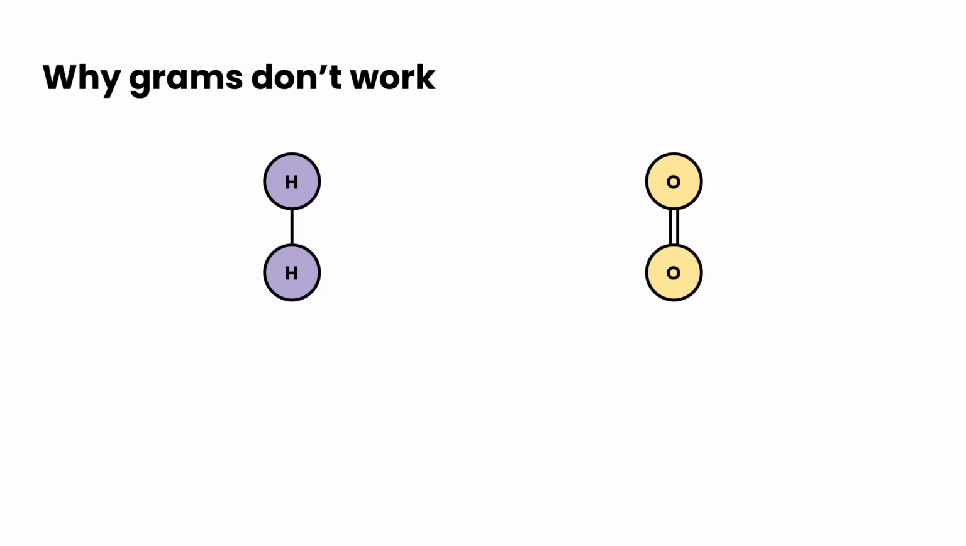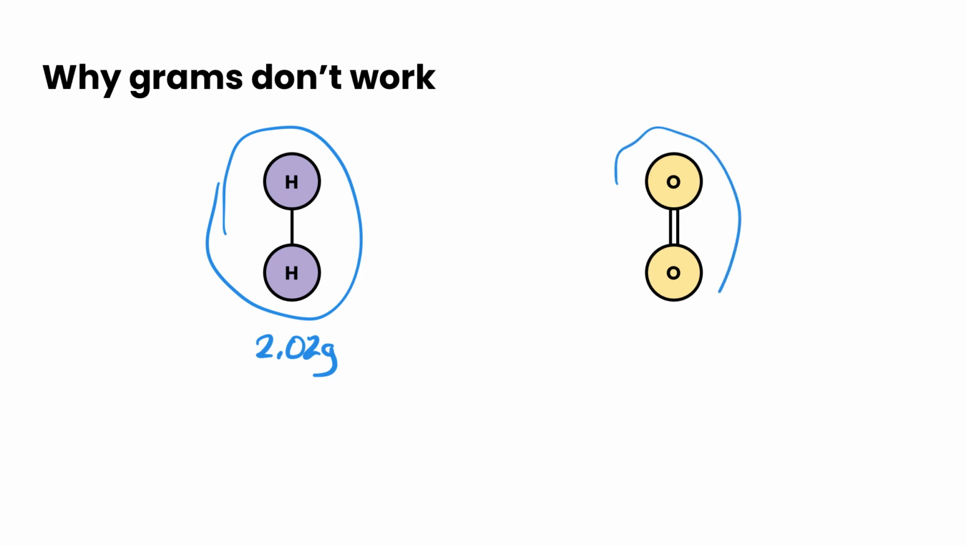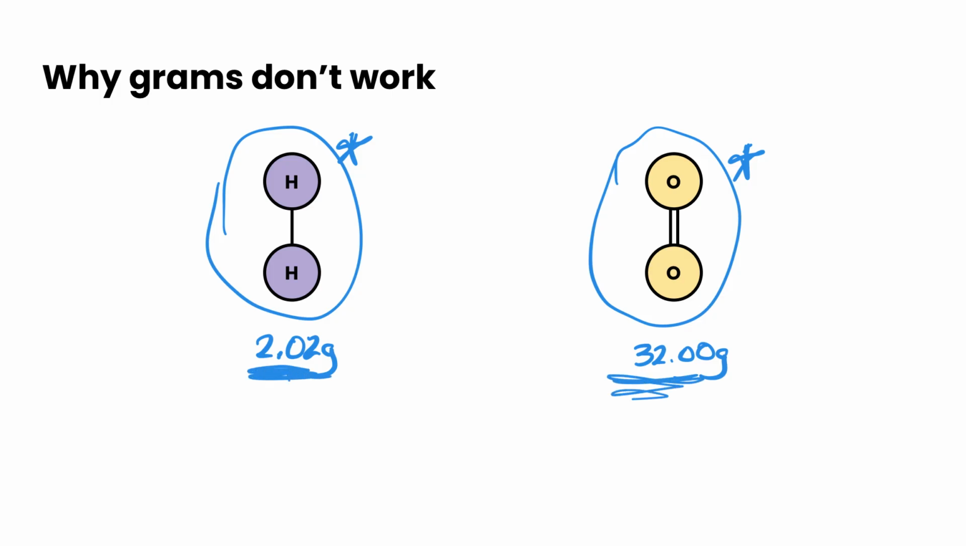So, for example, if I have 1 mole of hydrogen gas, then that is 2.02 grams. Whereas if I have 1 mole of oxygen gas, that is 32.00 grams. So they have the same number of particles. Both are just 1 mole of the substance, but their masses are vastly different. So 2 grams versus 32 grams is hugely different. So that means a gram of hydrogen and a gram of oxygen don't represent the same amount of substance.